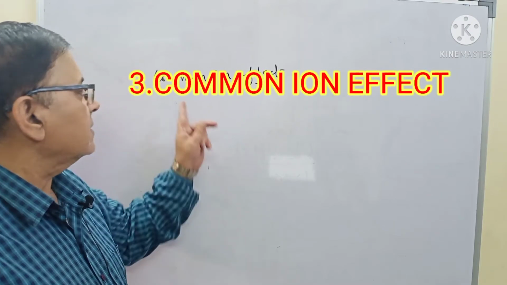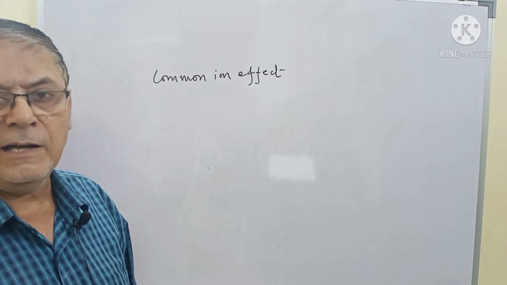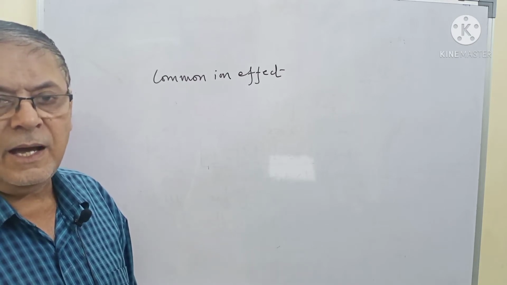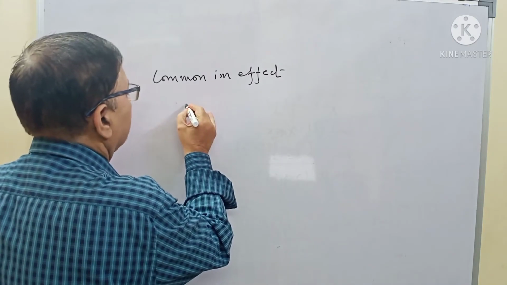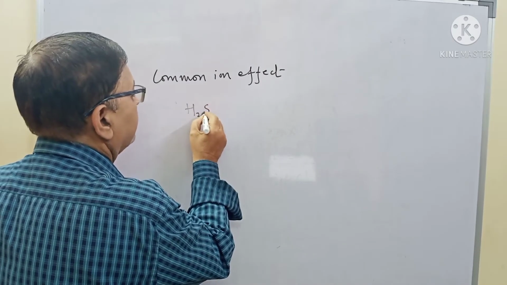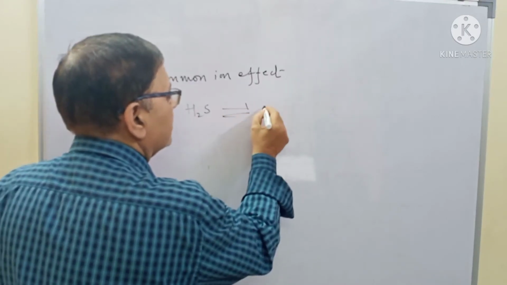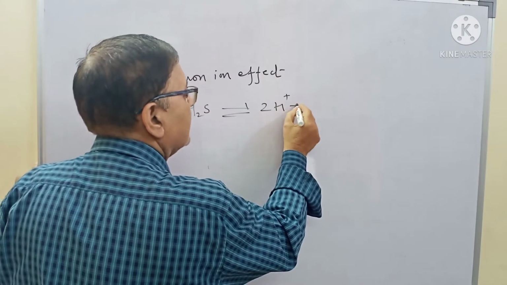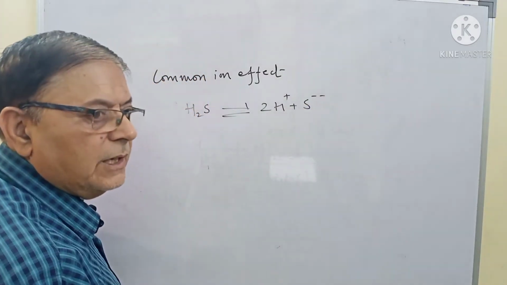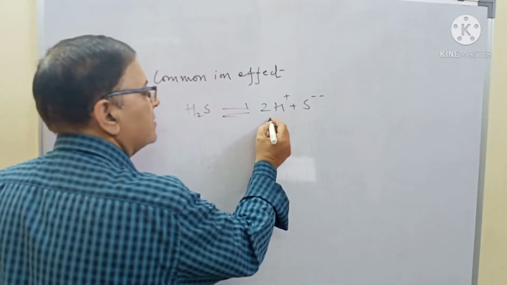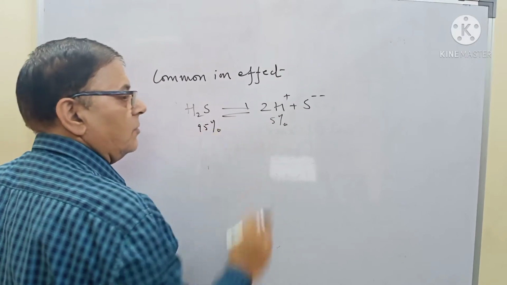Now, we'll discuss what is common ion effect. It is understood by the word common ion: there are two substances and one of the ions is common. Now let us take H2S. It is a weak electrolyte. It dissociates in a solution as 2H+ and S2-. Say it dissociates to 5%, so this is 5% and this is 95% weak electrolyte.